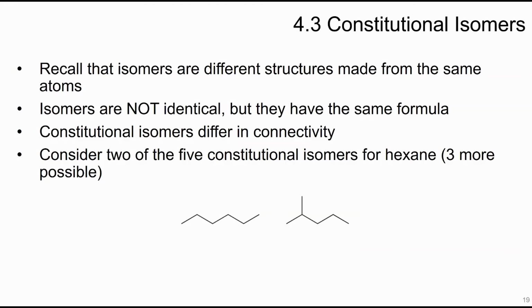Recall that isomers are different structures made from the same atoms. Isomers are not the same, but they have the same formula. A constitutional isomer differs in connectivity. If we look at 2 of the 5 constitutional isomers for hexane, you can see those below. Same formula, different connectivity. There are 3 other ones possible.